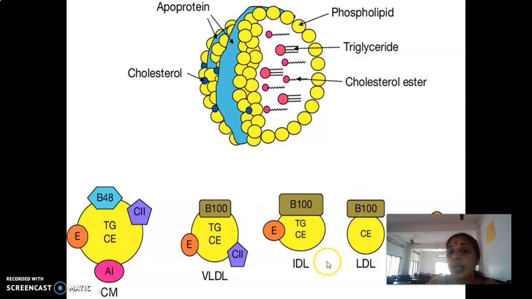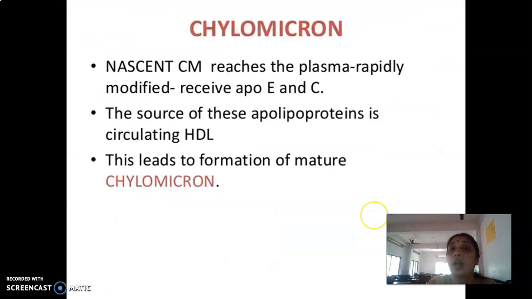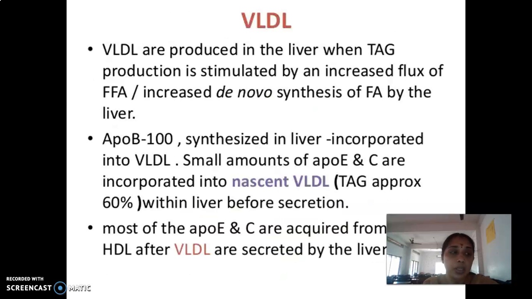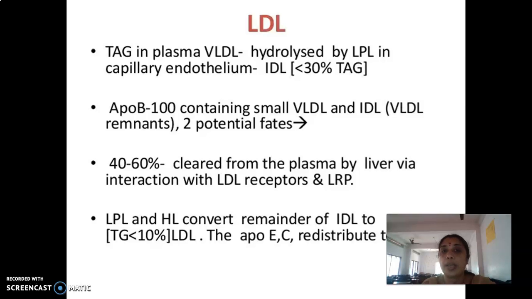But the change happening is that once the VLDL is finally converted to LDL, it does not have any TG in it. It will have only cholesterol esters, and the only apoprotein remaining in the structure of LDL will be ApoB100. So that is how the metabolism of VLDL, IDL and LDL takes place in the body. This is known as the lipoprotein cascade pathway. The conversion of VLDL to IDL and finally to LDL is known as the lipoprotein cascade pathway.